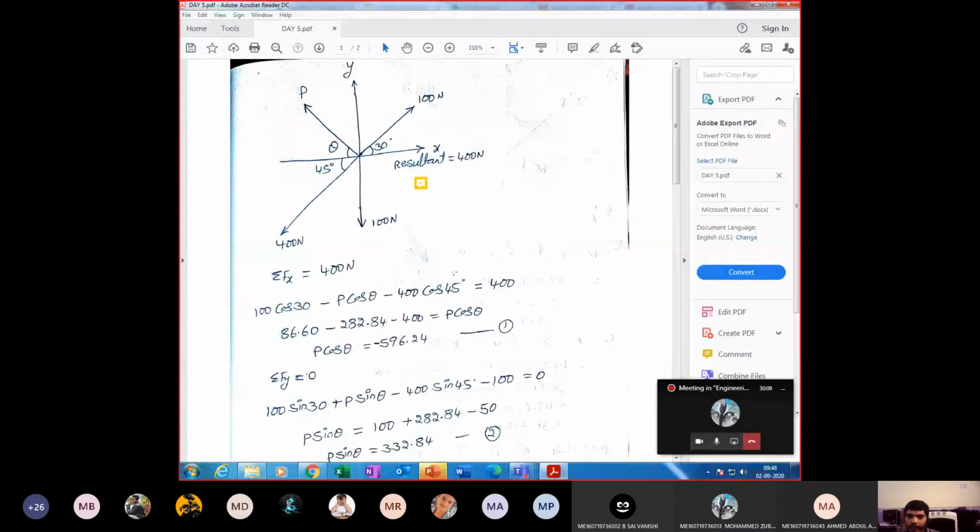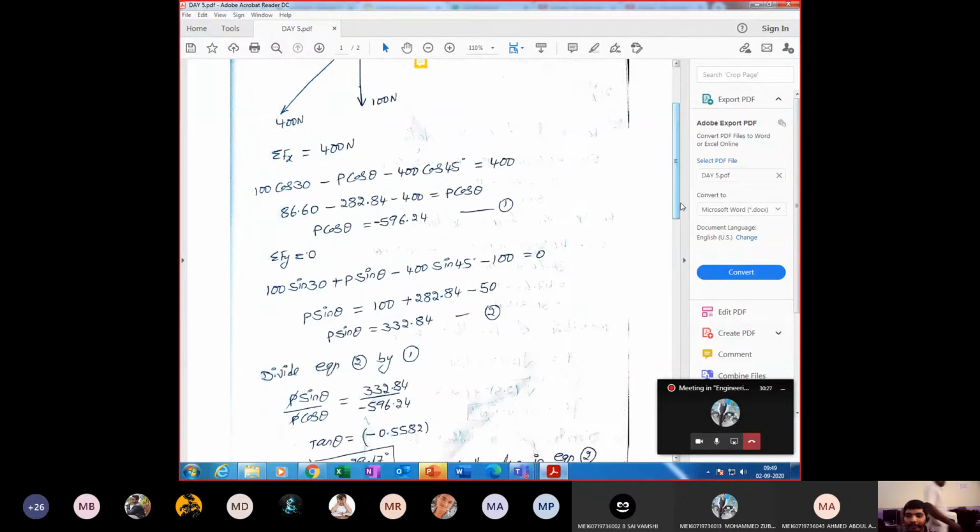I am sending this p cos theta to the right side. Then minus becomes positive. Then I will get one equation: p cos theta equal to minus 596.24. Is it clear? Yes, sir.